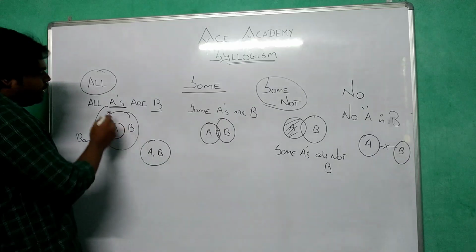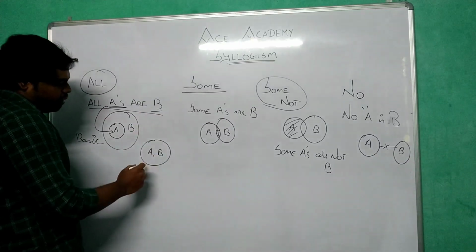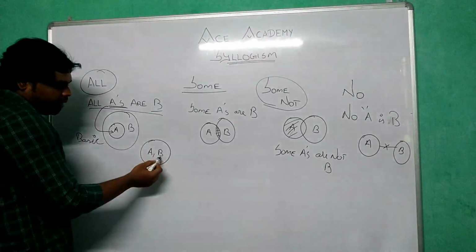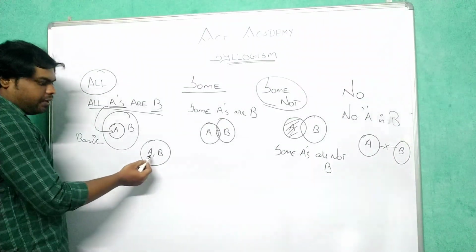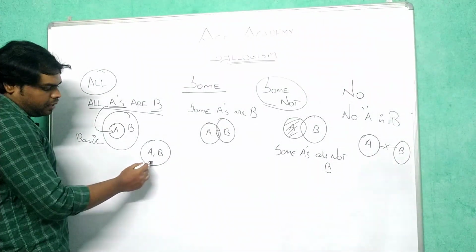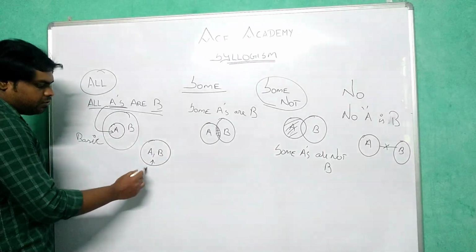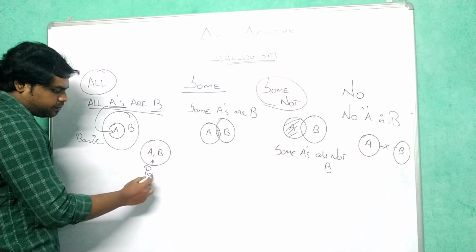This is the possibility diagram for all A's are B's. For example, we can say that all A's are in B and some of the A's are in B. Can you understand that? All A's are inside B. So this will be the possibility diagram.